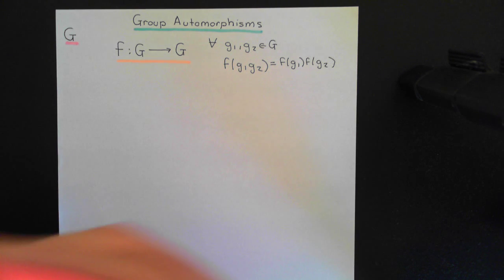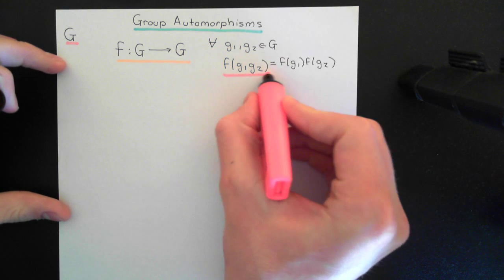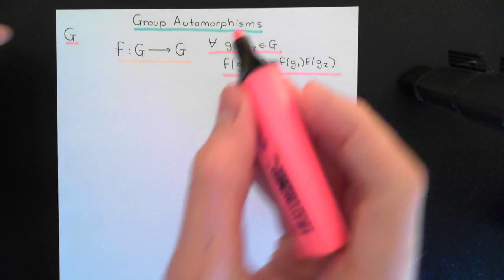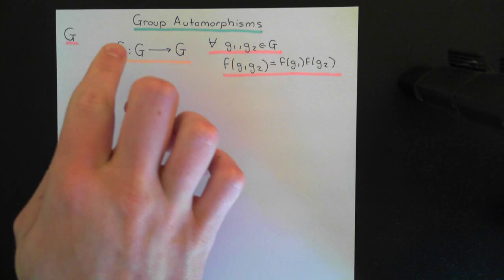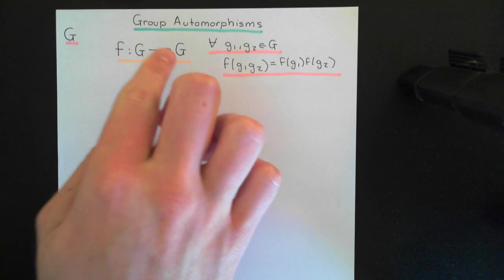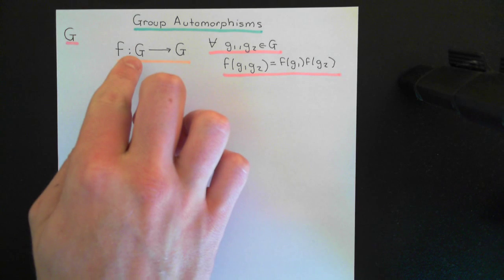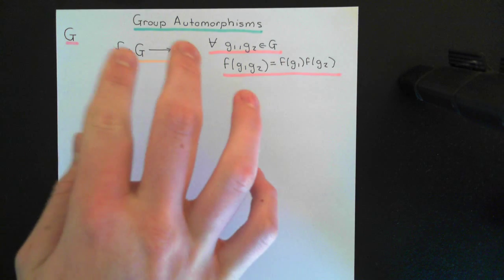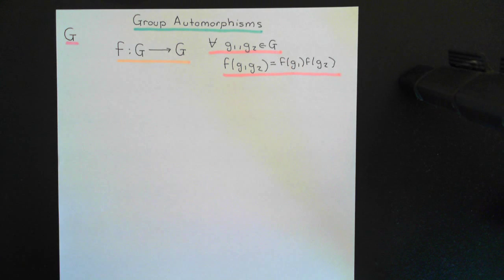Okay, and we've seen that this is the criterion for a mapping to be an isomorphism. So really, a group automorphism is a special type of isomorphism. It's an isomorphism of the group onto itself, rather than an isomorphism of the group onto a different group. So it's a special type of isomorphism, an isomorphism between the group and itself.